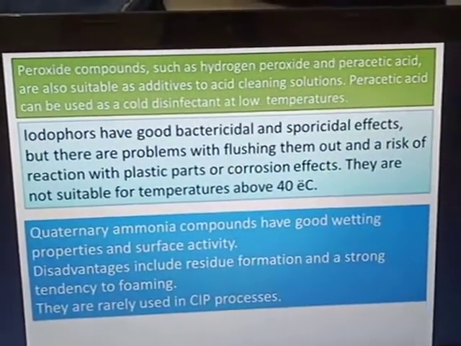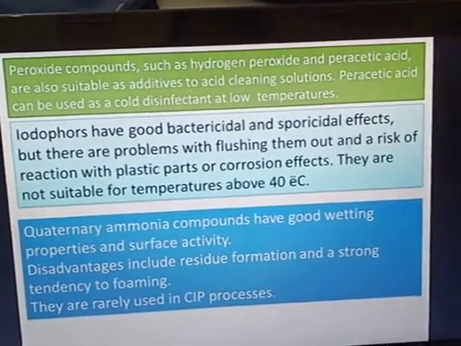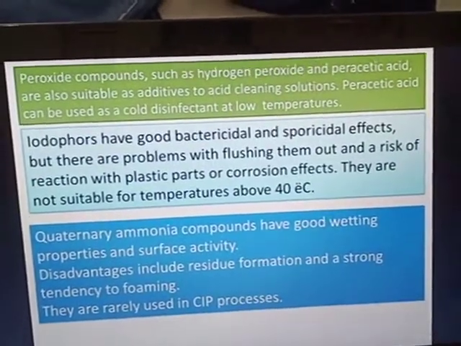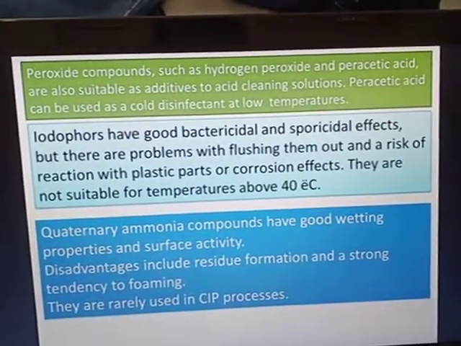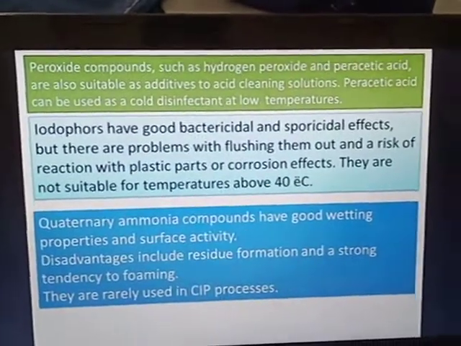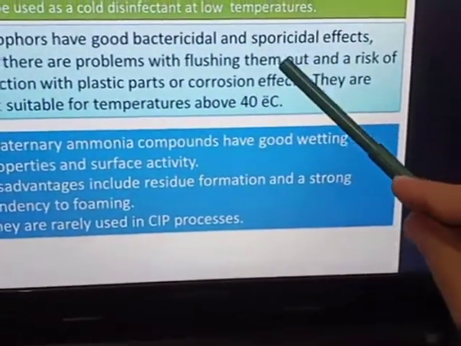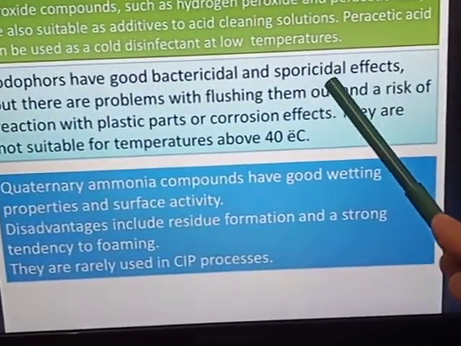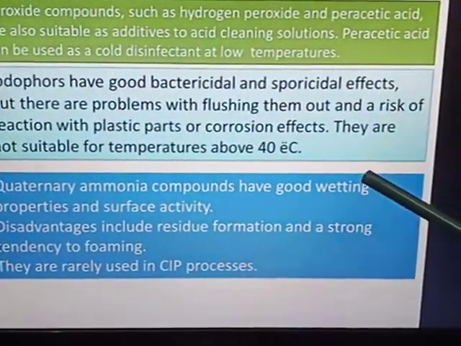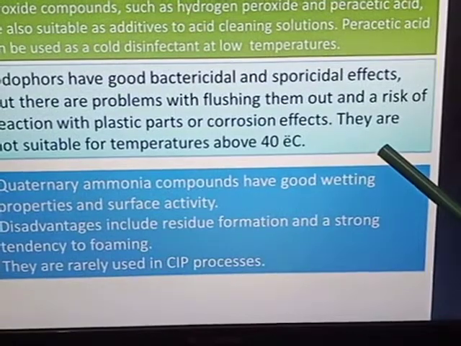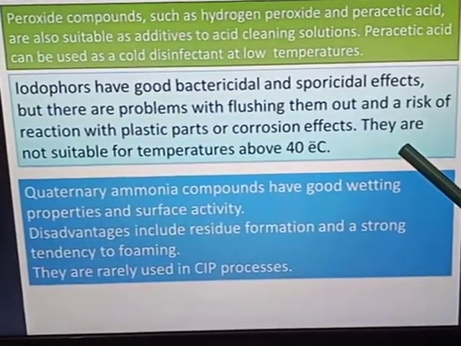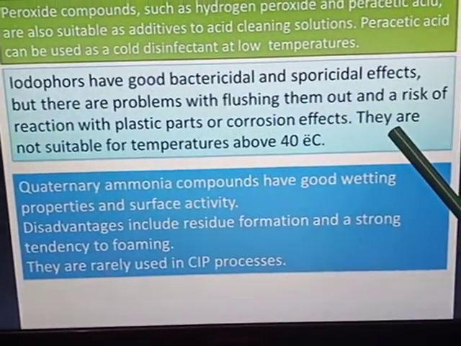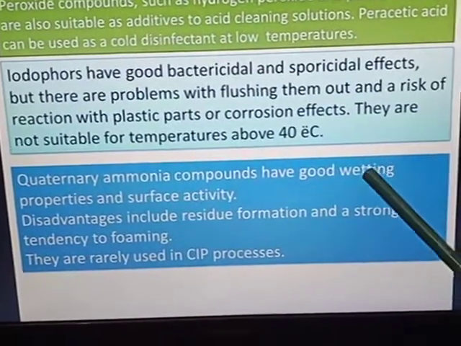Peroxide compounds such as hydrogen peroxide and peracetic acid are also suitable as additives to acid cleaning solution. Peracetic acid can be used as a cold disinfectant at low temperatures. Iodophores have good bactericidal and sporicidal effects and can kill bacterial spores, but there are problems with flushing them out and the risk of reaction with plastic parts or corrosion effects. They are not suitable for temperatures above 40 degrees Celsius.